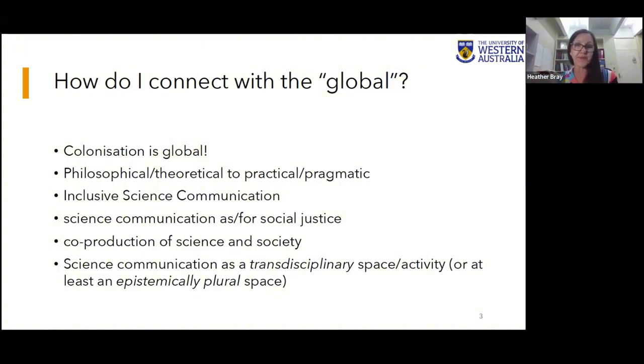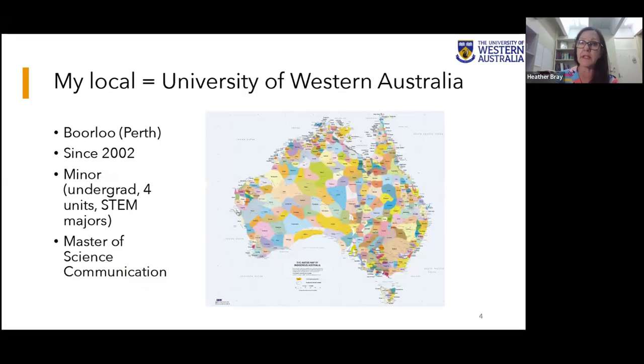Next slide. So my local is the University of Western Australia. The university is based on the west coast of Australia in Boorloo, which is now known as Perth. We've had a science communication program here since 2002. And as Emma said initially, I look after an undergraduate minor, which is 4 units of study, usually done alongside a STEM major, so chemistry or physics and science communication. I also look after the Master of Science Communication, which is a 2-year degree focused on professional science communicators, and I now have a growing group of 4 or 5 PhD students.